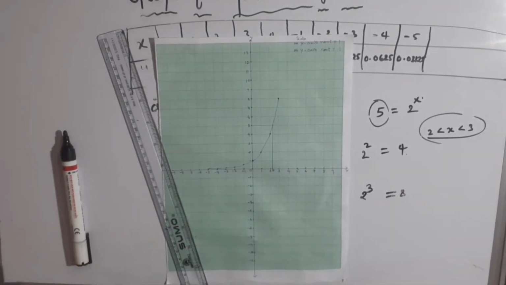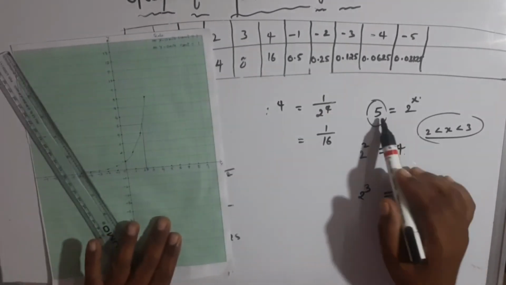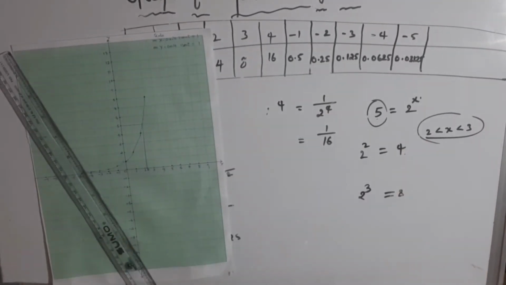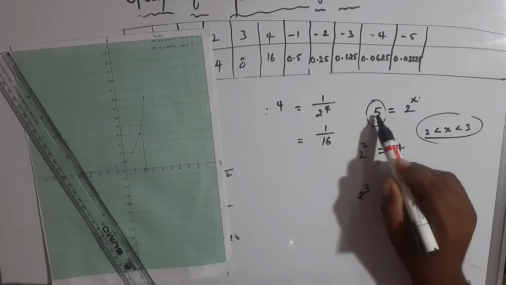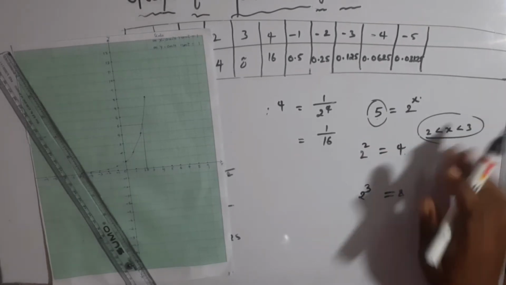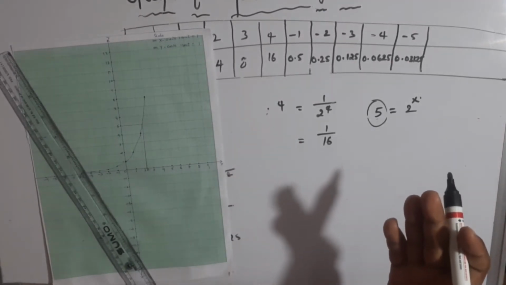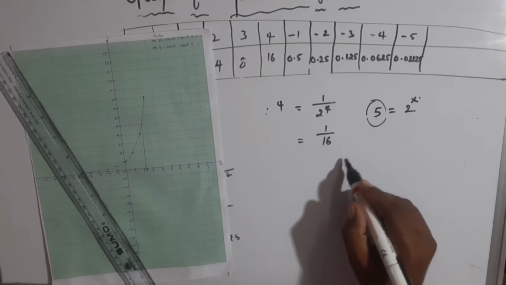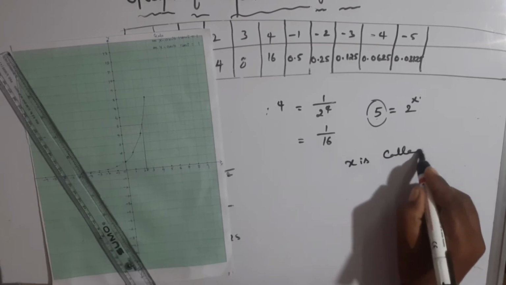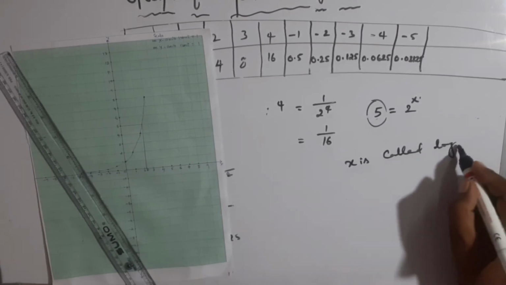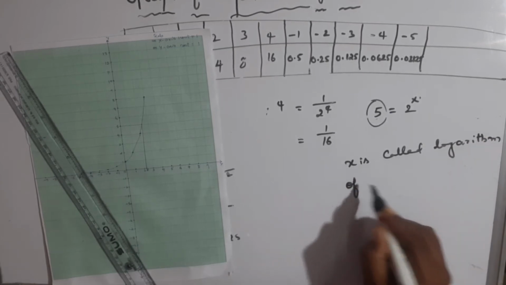Okay, what is the relationship between 5 and x? 2^x becomes 5 for what value of x? So that relation I can call a logarithm. So x is called the logarithm of 5.